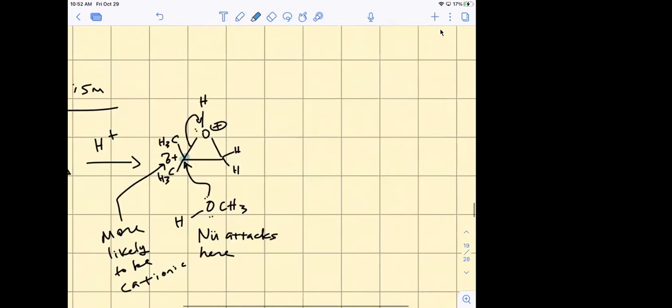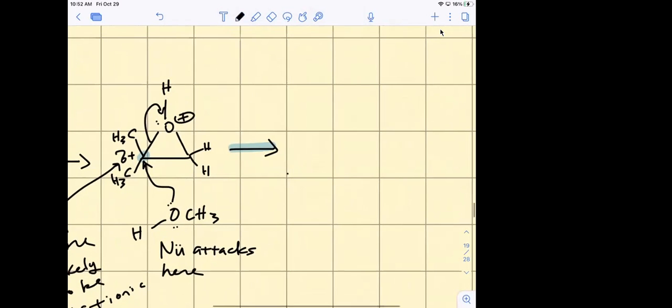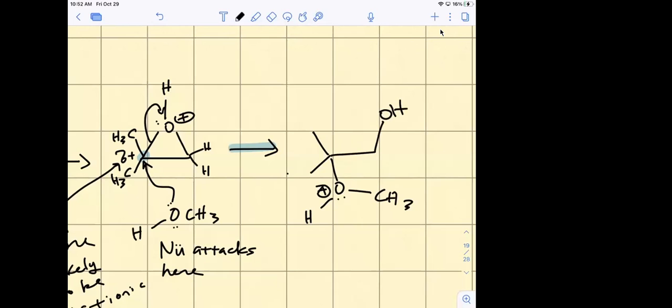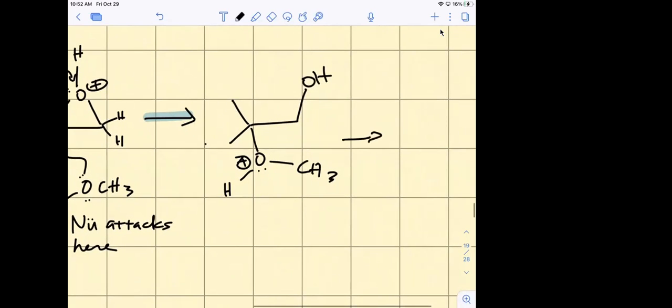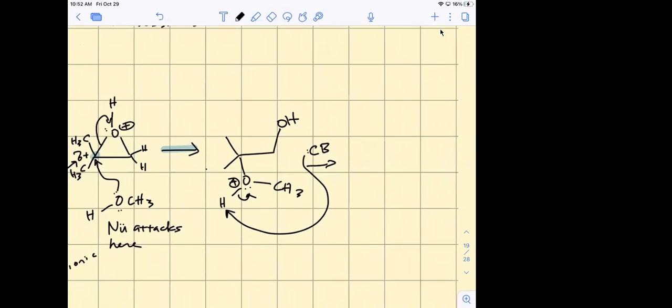And so you're going to end up with this, where now that methoxy group is here. And that's positive. You have an OH group here. And now you just need to do another proton transfer. And that's probably going to happen with the conjugate base from whatever acid. So that's just going to do this, right? And then you'll end up with your product.